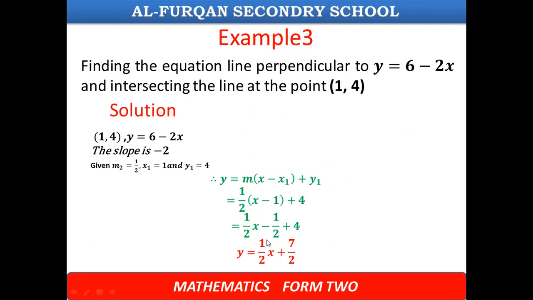Here the gradient is 1 divided by 2 and the other gradient is minus 2. The product of minus 2 and 1 divided by 2 is minus 1. So the lines are perpendicular.